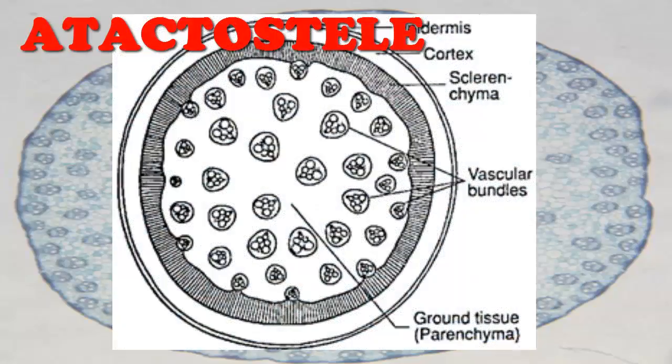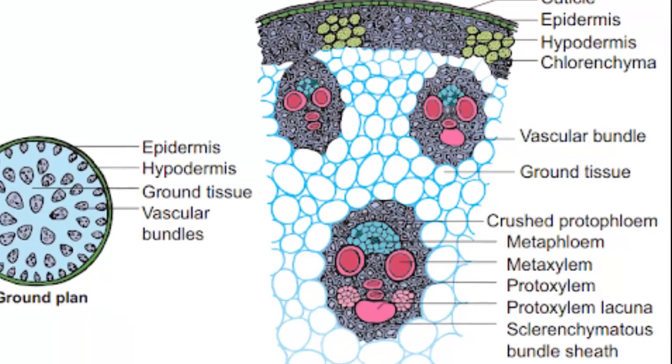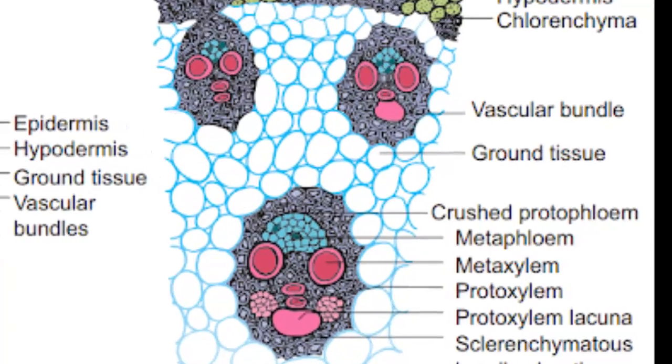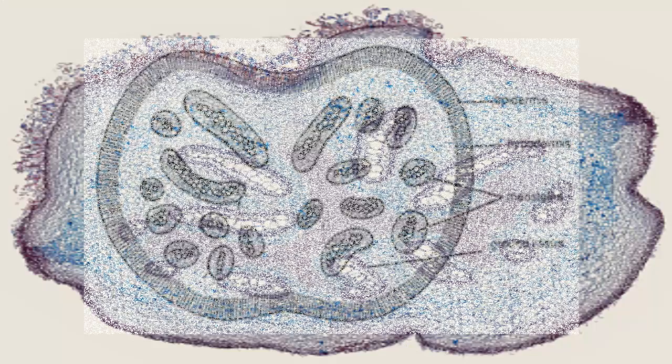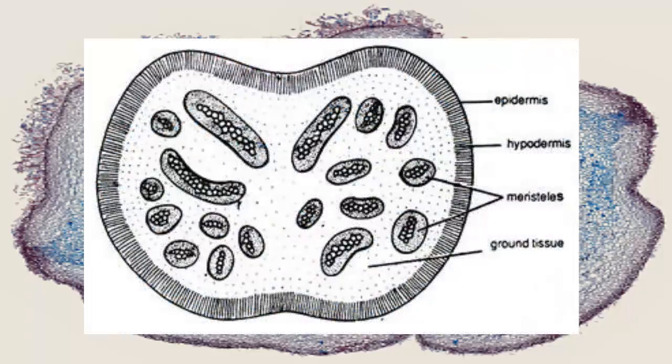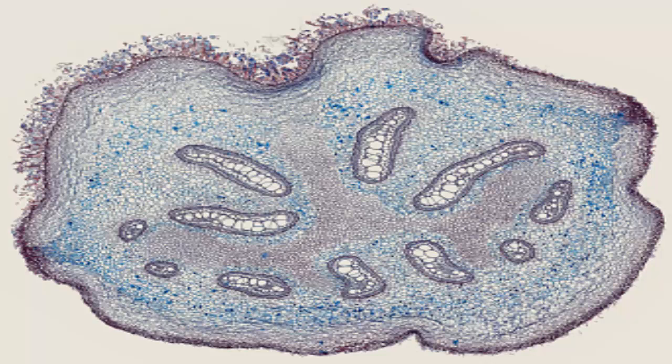Atactostele. Here, the distinct collateral vascular bundles are scattered in the ground tissue. Example, monocot stem, maize. Polycyclic stele. Vascular tissues are present in the form of 2 or more concentric cylinders. Example, Pteridium.